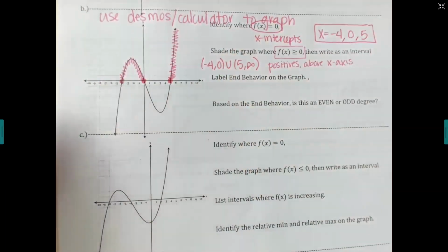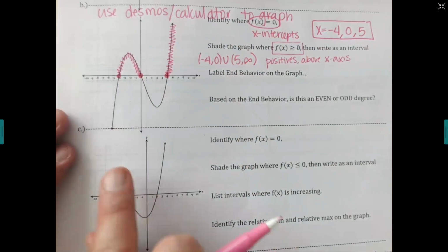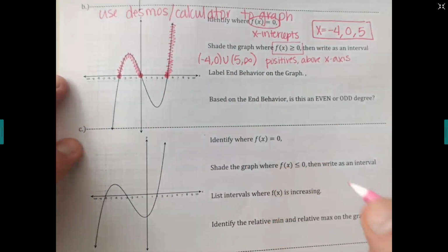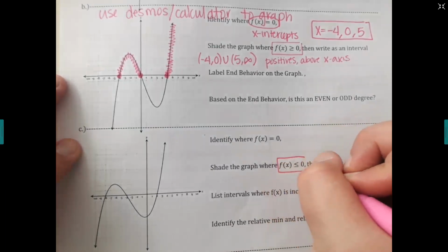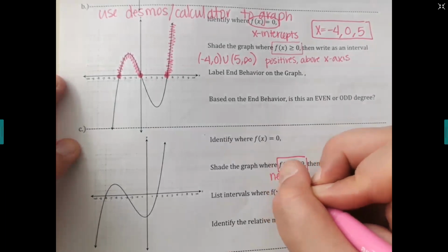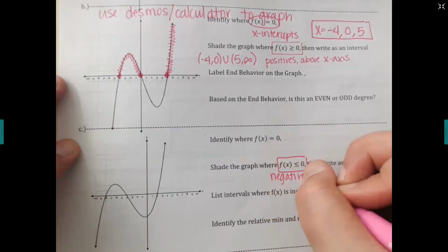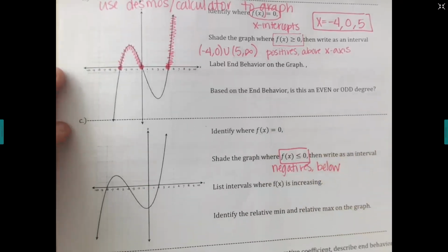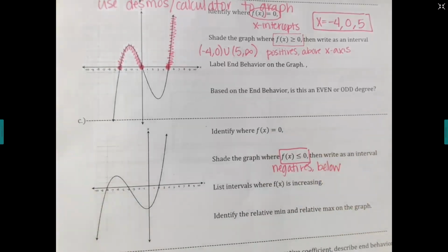Now, peek ahead. We're not going to do it, but for part C, are they asking for the above? No. What are they wanting for this question? If they want less than 0, that means the graph needs to be where? In the negatives, which would mean below. I'm not going to tell you which one's on your QSA, but one of those two is on there. So you would just pull up the graph, look for the sections in the appropriate part.